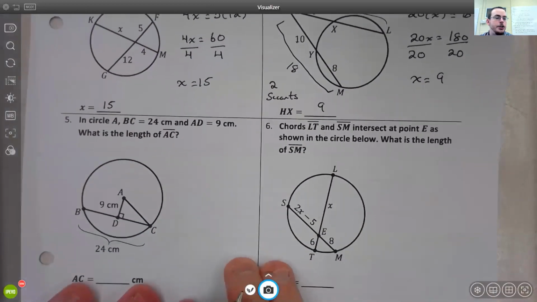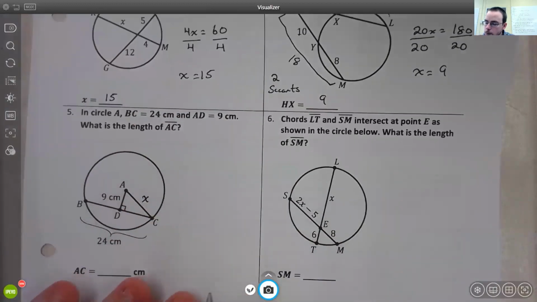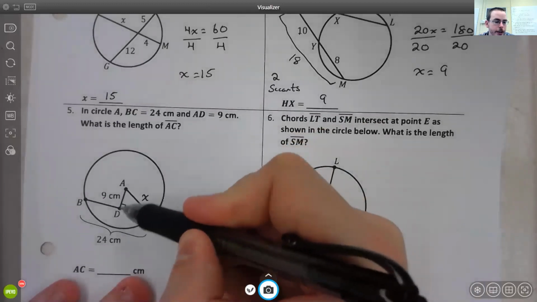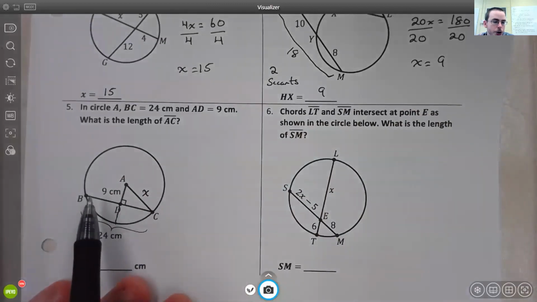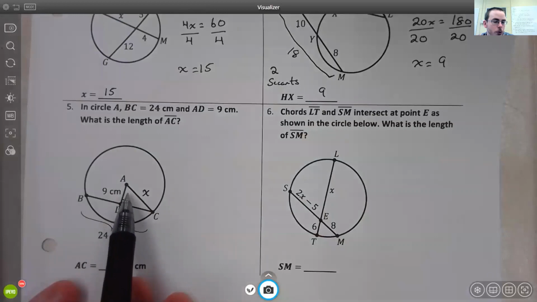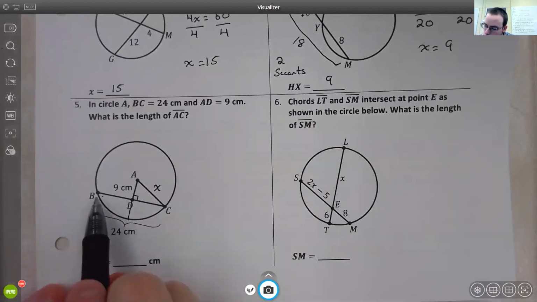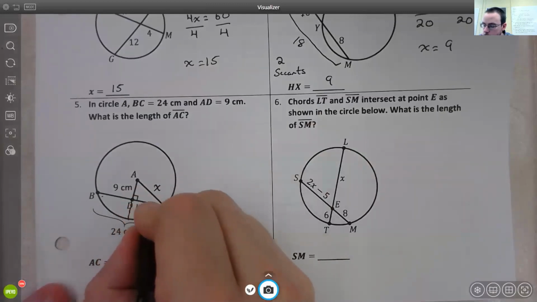Number 5, in circle A, BC equals 24 centimeters and AD equals 9 centimeters. What is the length of AC? So if we look at this problem real quick, we're going to notice that we have a right triangle here. So the radius, if we were to extend this out completely, the radius is perpendicular to the chord. And what that means is that the radius is bisecting the chord. It's cutting it in half. So if that cuts it in half and the whole chord is 24, then both of these parts are going to be equal to 12 centimeters.